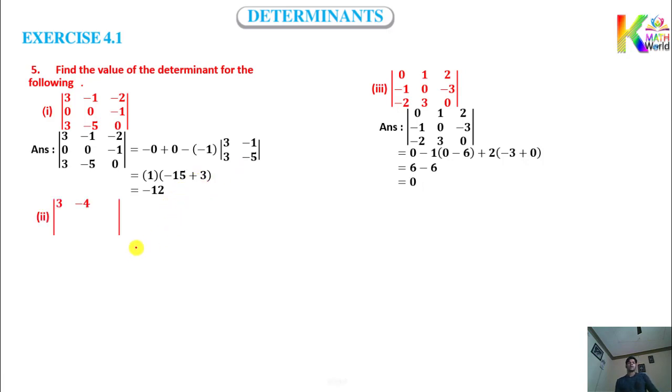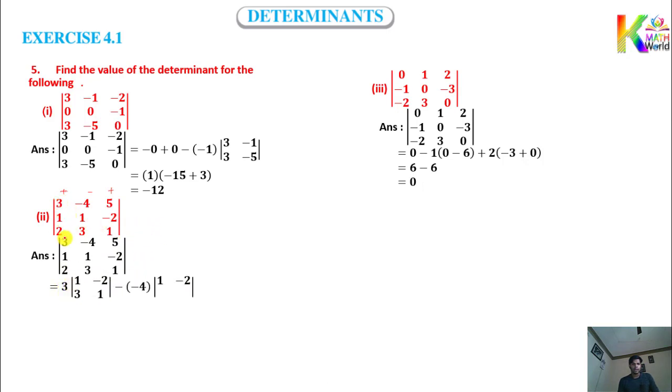Now next question. 3 minus 4 5, same way. Now no zeros are there, so you can pick any row and expand it. Suppose you pick the first row, then what are the signs? Plus, minus and plus. So with that you can start your calculation. You got 3 with 3, first row, first column, eliminate it. So 1 minus 2, 3 1 left. Then you got minus sign, and this element as it is. So what is the element? Minus 4. It lies in first row, second column, so eliminate it. So what is left? 1 minus 2, then 2 1.